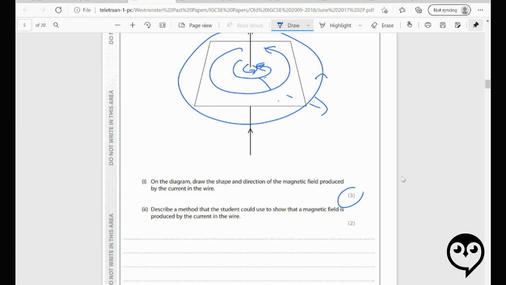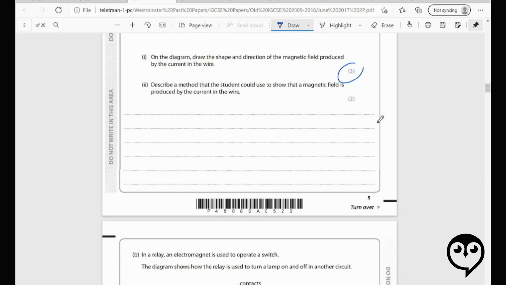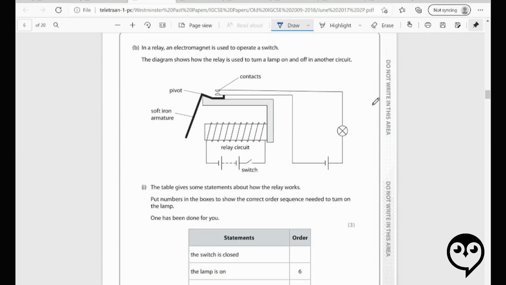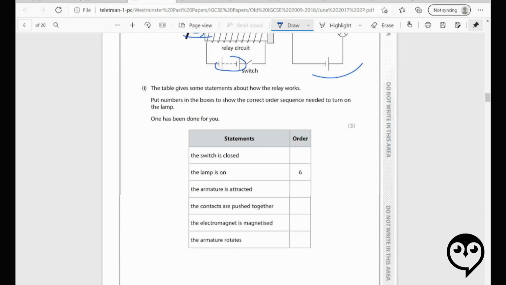That's a pretty common question and answer. In a relay, an electromagnet is used to operate a switch. We kind of talked about this in a previous question. All right, so the relay is used to turn off another circuit. Okay, so this will be a small voltage which will cause an electromagnet, which will pull this soft iron armature towards it. That pivot will make these contacts, and then you're going to have a different circuit be activated. Okay, the table gives some statements on how the relay works.